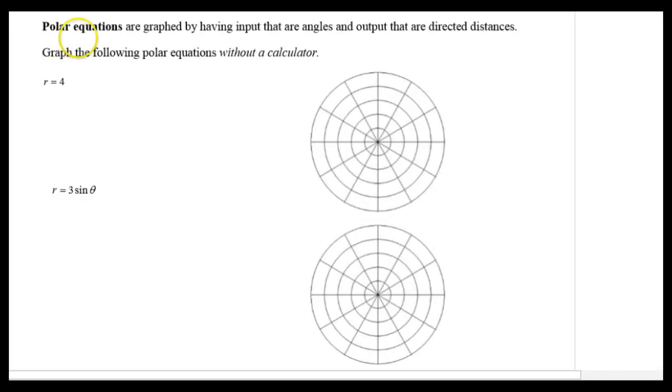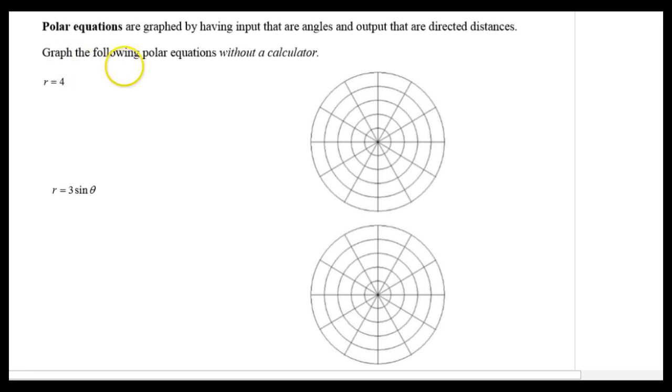Now let's move on to polar equations. Polar equations are graphed by having inputs that are angles and outputs that are directed distances. This is a watered down way of thinking about it, but if I think about functions in terms of x, we substitute in x's and get out y's. When we think about polar equations, we're going to be inputting angles into the variable theta, and we're going to be getting out r values that are directed distances.